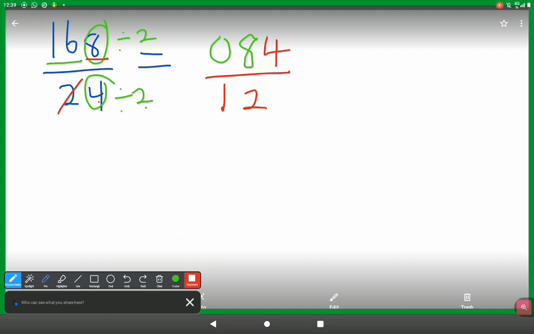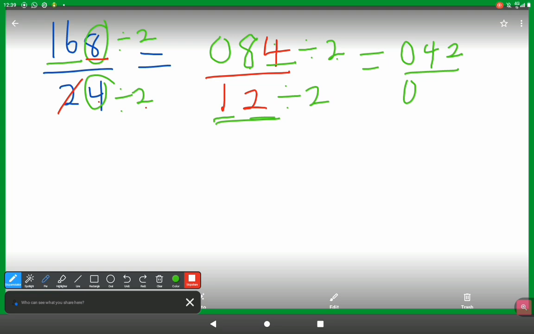Alright, 4 is an even number, can be divided by 2. 2 is an even number, can be divided by 2. So let's use 2 to divide again. 0 divided by 2, 0. 8 divided by 2 is 4. 4 divided by 2 is 2. Then 12 divided by 2. Okay, let's start. 1 divided by 2, 0. Then I'll make it 12. 1 and 2 becomes 12. 12 divided by 2 is 6. Alright, now I'm having 42 over 6.